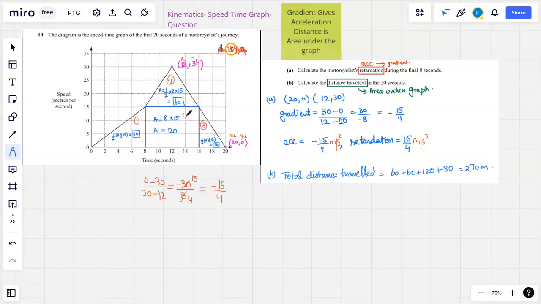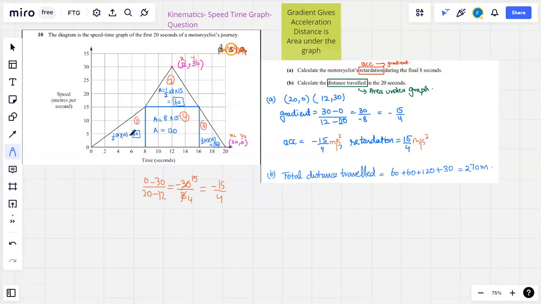You can also go with two rectangles and one trapezium, and you will also get the same answer from that method as well. It doesn't matter how many shapes you use, you just have to add all the areas to get the total area, and the total area is equal to the total distance. So we have to find out the areas of the individual four shapes and then we will add them.